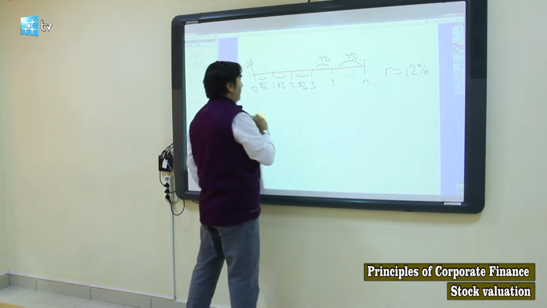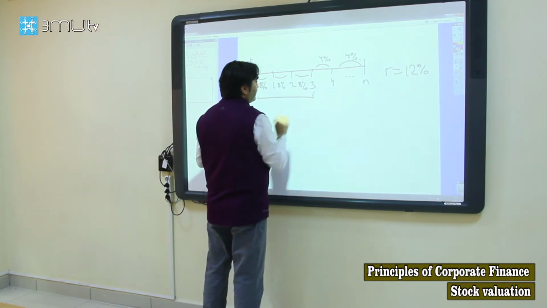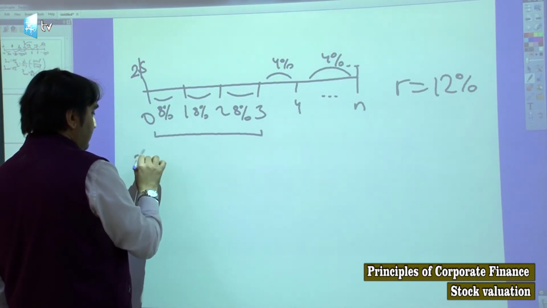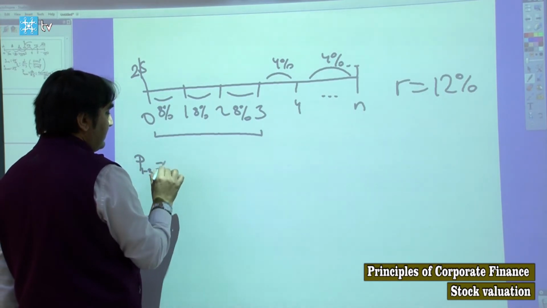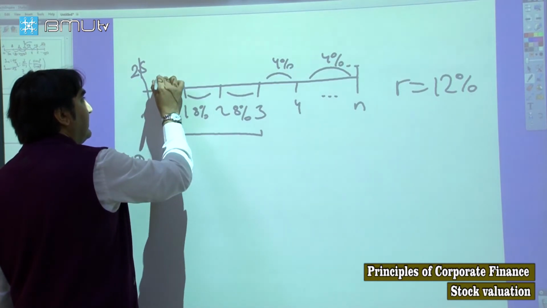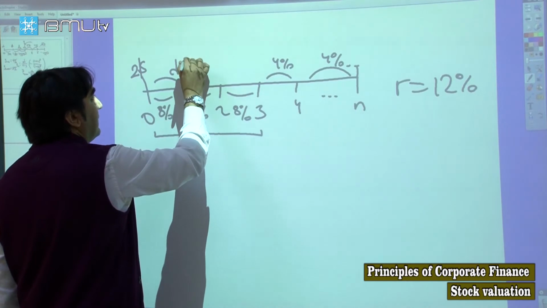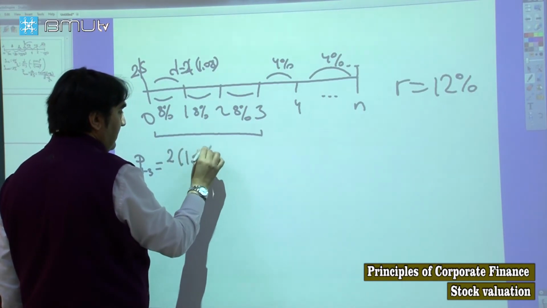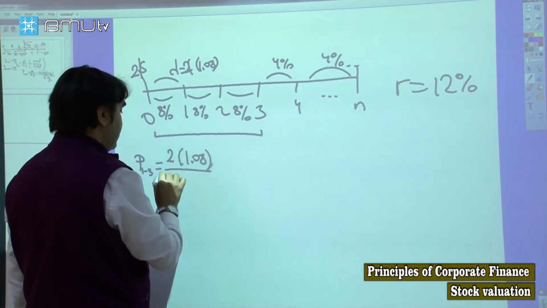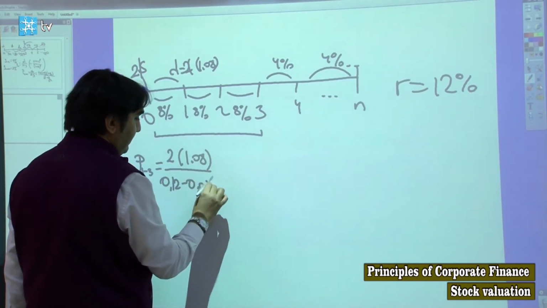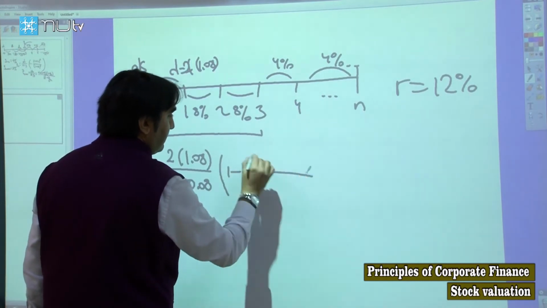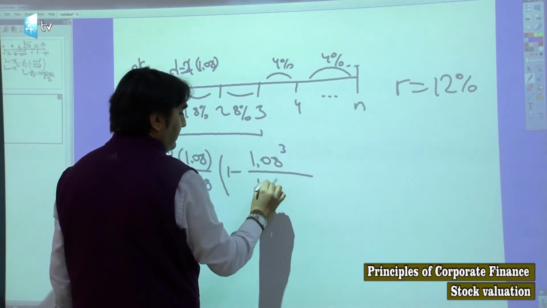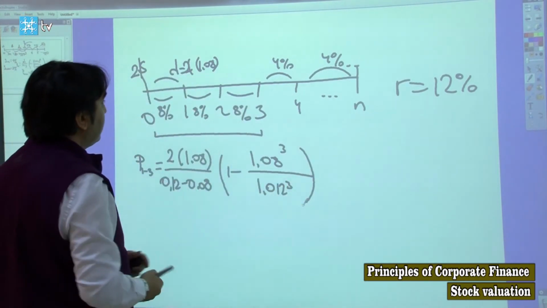So we see here first 3 years, this is growing annuity. We can find present value of these growing annuities. Present value from 1 to 3 is dividend 1, D1, that equals to $2 times 1.08, divide by R minus G, that's 0.12 minus 0.08, I'm just applying formula, times 1 minus 1.08 power of 3 over 1.12 power of 3. This is present value for first 3 years.